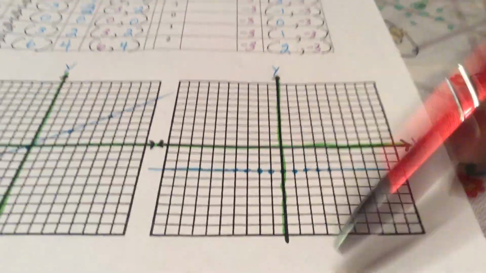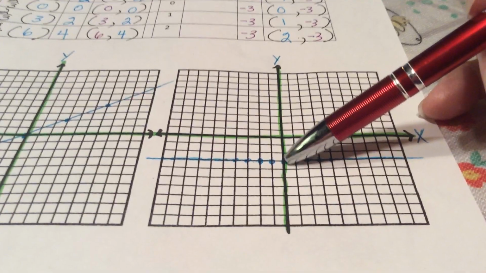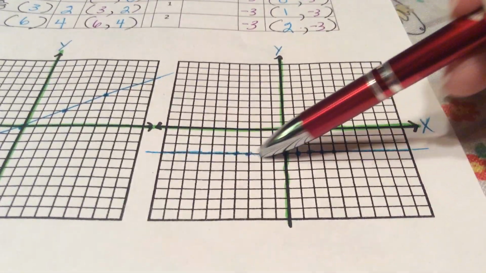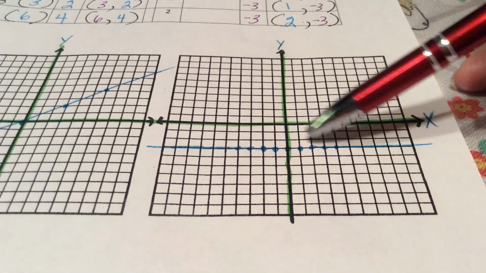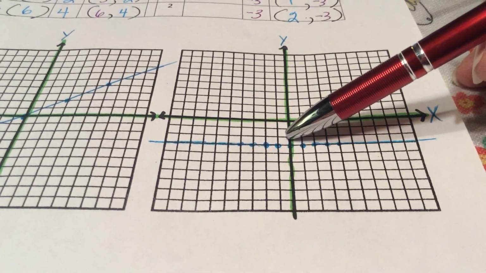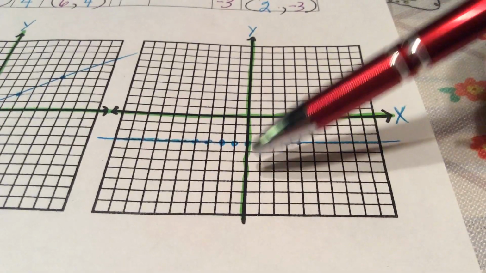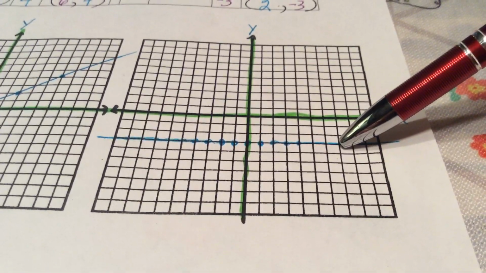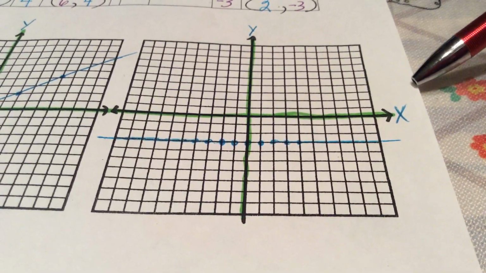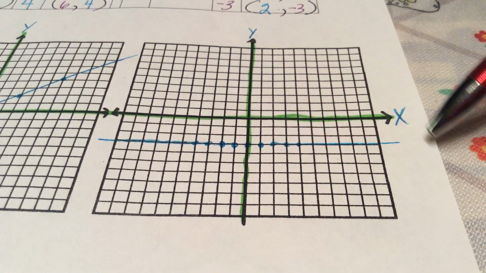Now notice it's not going up and down like the y-axis is. It's going where the y line is -3. This is where y is a -1, -2, -3, and it goes across this way. And that's how you graph y equals a -3. And it is linear because it is a straight line.